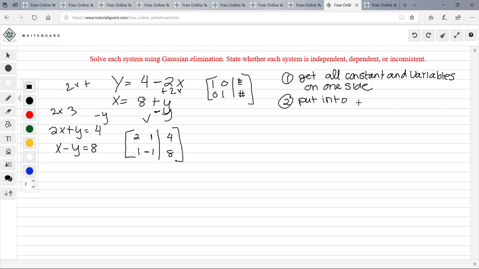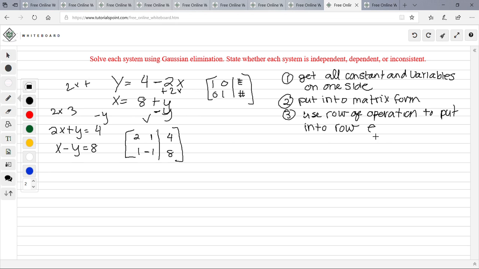Into matrix form. And then now I'm going to use row operations to put it into row echelon form, also known as Gaussian elimination.